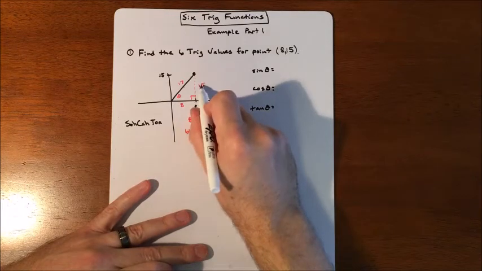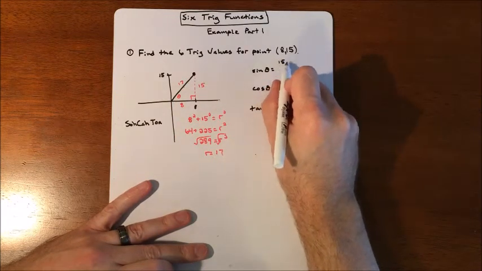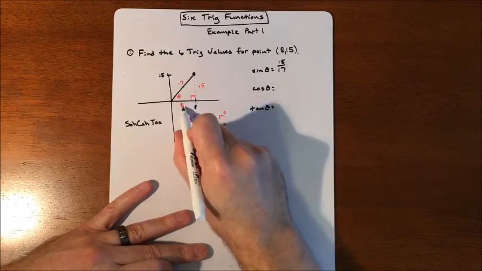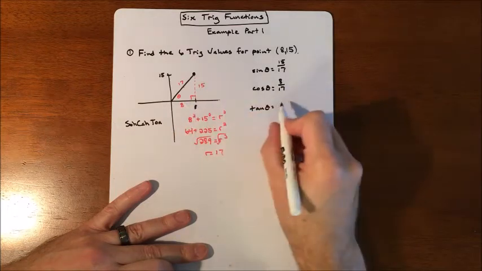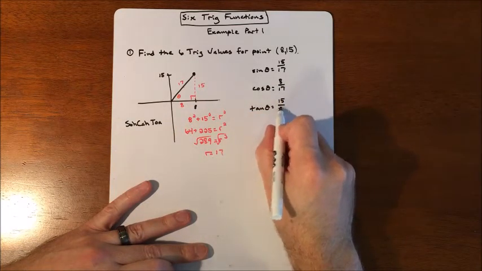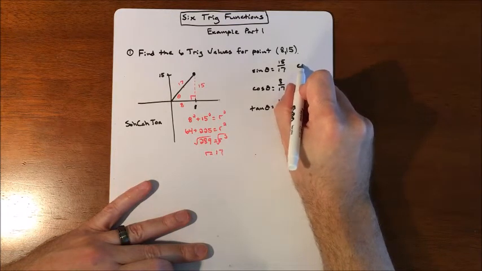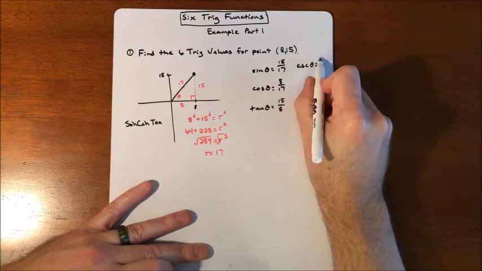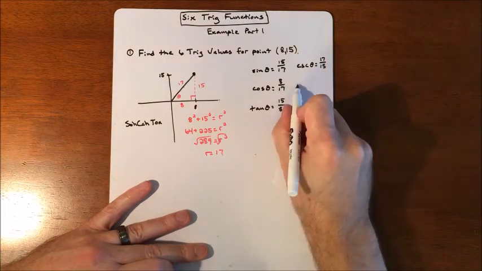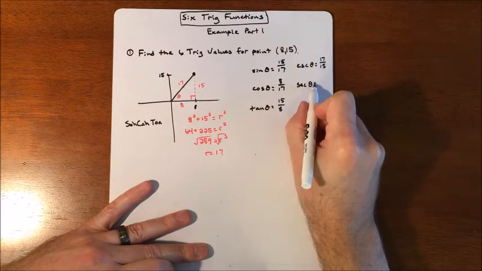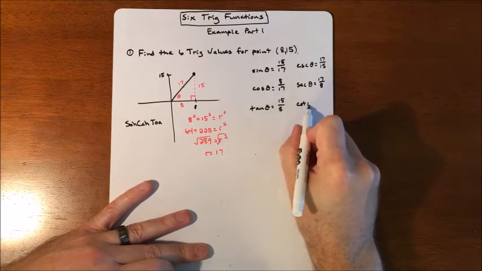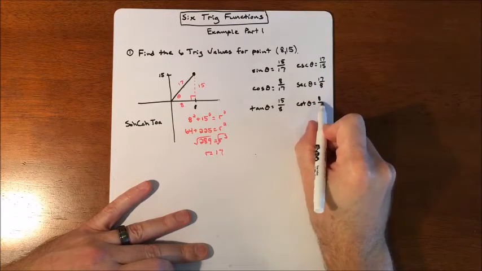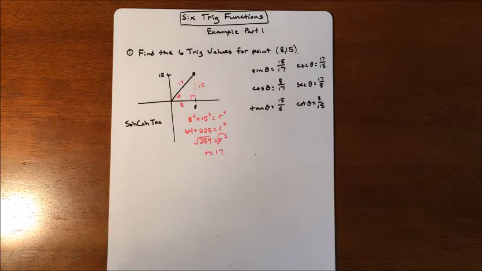So sine is going to be opposite over hypotenuse, 15/17. Cosine is going to be adjacent over hypotenuse, 8/17. Tangent is going to be opposite over adjacent, 15/8. And then cosecant is just the reciprocal of sine, secant is the reciprocal of cosine, and cotangent is the reciprocal of tangent. All right, so that's a geometry approach, and it will work for you every time.